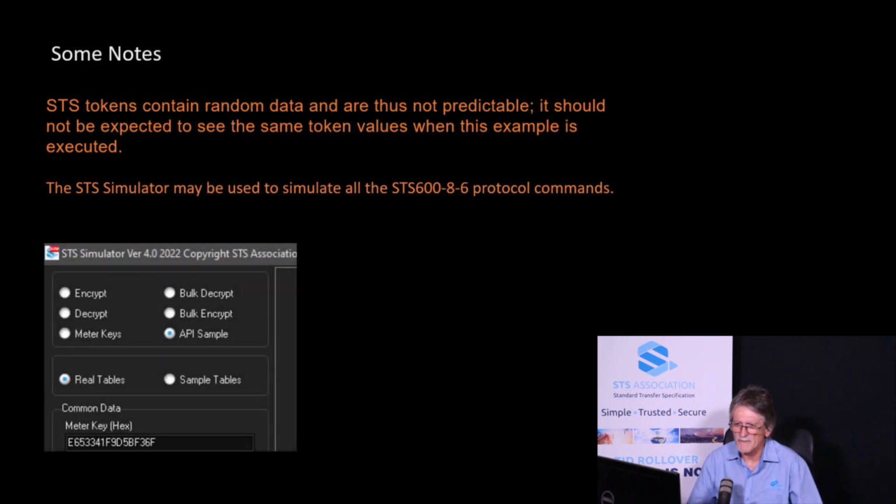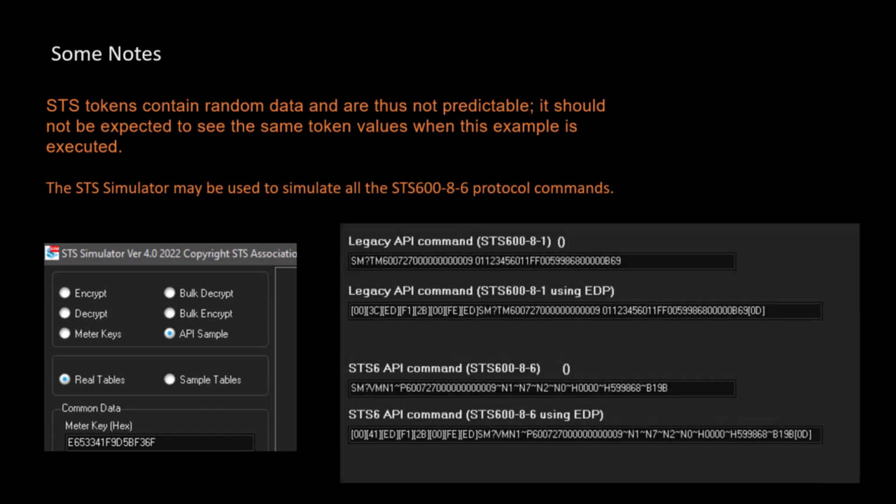There you can see in the simulator you have a little button at the top left that says API sample. So when you generate a token, you can click that button and it gives you a sample of the command that should be going to the secure module. You have the legacy API command for the STS600-8-1 protocol for both the TSM250 as well as the TSM500. And then you have the STS6 API command for both as well. So if you want to check that your command is structured correctly, then generate a token, then have a look at the API samples, and you can see them on the screen.